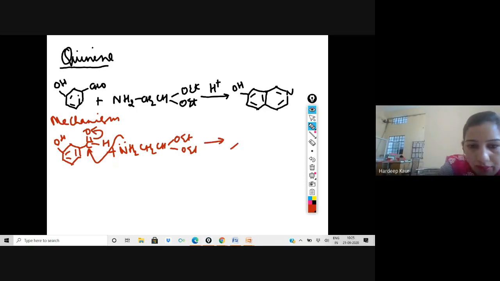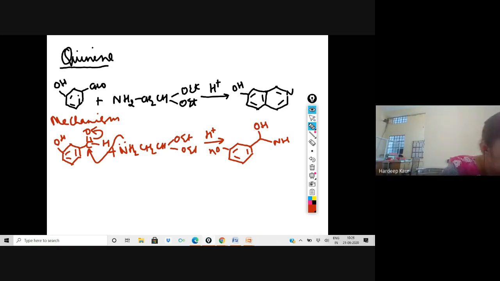and in the presence of acid, we will be having here OH, and also NH, and carbonyl oxygen is O negative, it will take up proton, so it will become OH. And after this, here is CH2, CH, O ethyl, O ethyl. So this intermediate is formed.